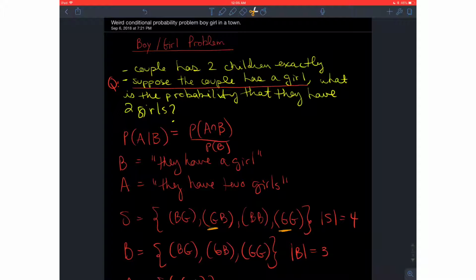Okay, so in this video, I'm going to go over a famous problem that confuses a lot of people, sometimes referred to as the boy-girl problem. Essentially, suppose you have a town where every couple has exactly two children, and every birth is equally likely to result in a boy or a girl. And now the question, which leads to the weird example that fools all these people, is: suppose the couple has a girl. What is the probability that they have two girls?